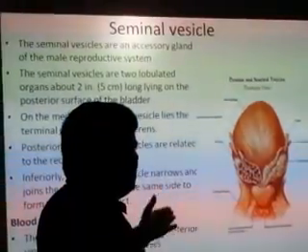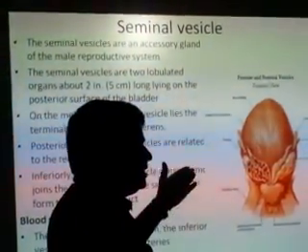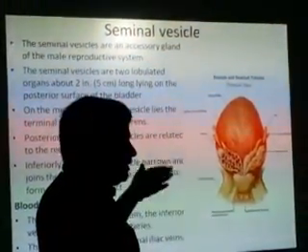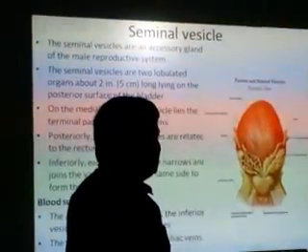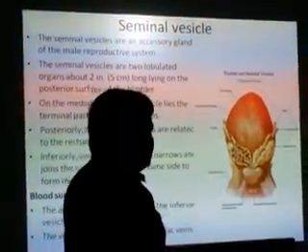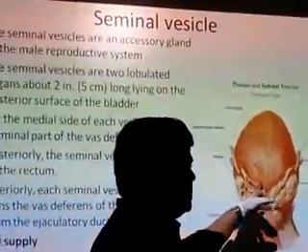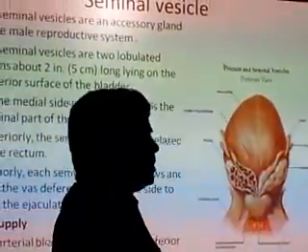And then a few points about the seminal vesicle. As I said, it is present at the base of the urinary bladder. It's a lobulated structure. It's an accessory gland for the male reproductive organs. The duct of which joins with the vas deferens to form the ejaculatory duct. See, this is separate and this is separate.